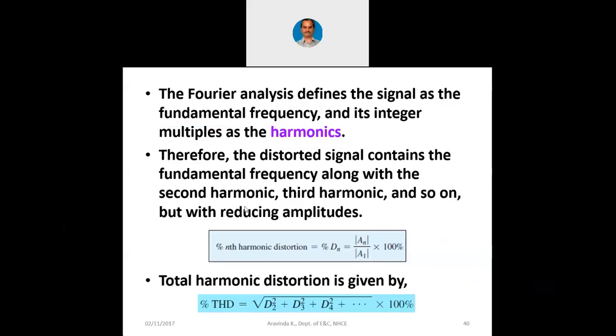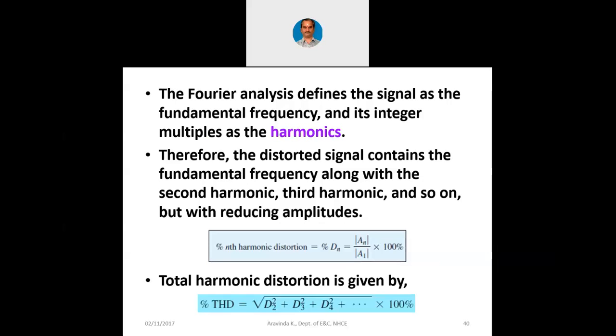Therefore, the distorted signal contains the fundamental frequency along with the second harmonic, third harmonic and so on, but with reducing amplitudes. I showed you a complex waveform, but in the case of our amplifiers, when we have a continuous waveform, let us say for a siren, we put a fundamental signal only, we wouldn't put a complicated waveform, right? The complex waveform is applicable in the case of a class A amplifier, where it is meant for audio amplification. In the case of a siren, it need not be a complex waveform. It can be a combination of only two frequencies or maybe a single frequency at times.